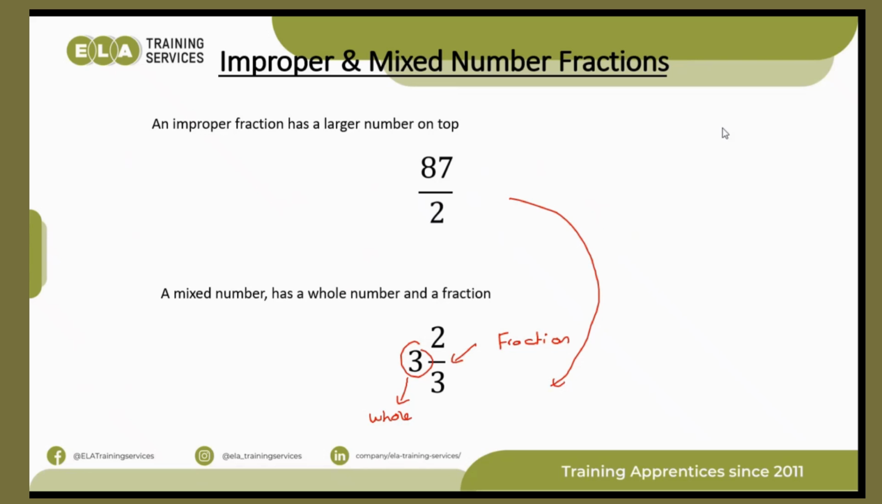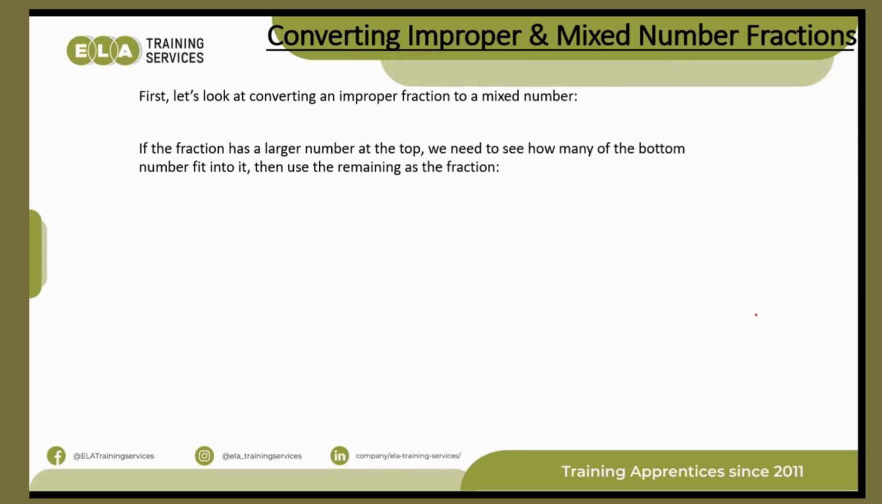So it's good to convert improper to mixed number. Hence why they're called improper. So now we're going to have a look at how we do so. If a fraction has a larger number at the top, we need to see how many of the bottom number fit into it and use the remaining as a fraction.